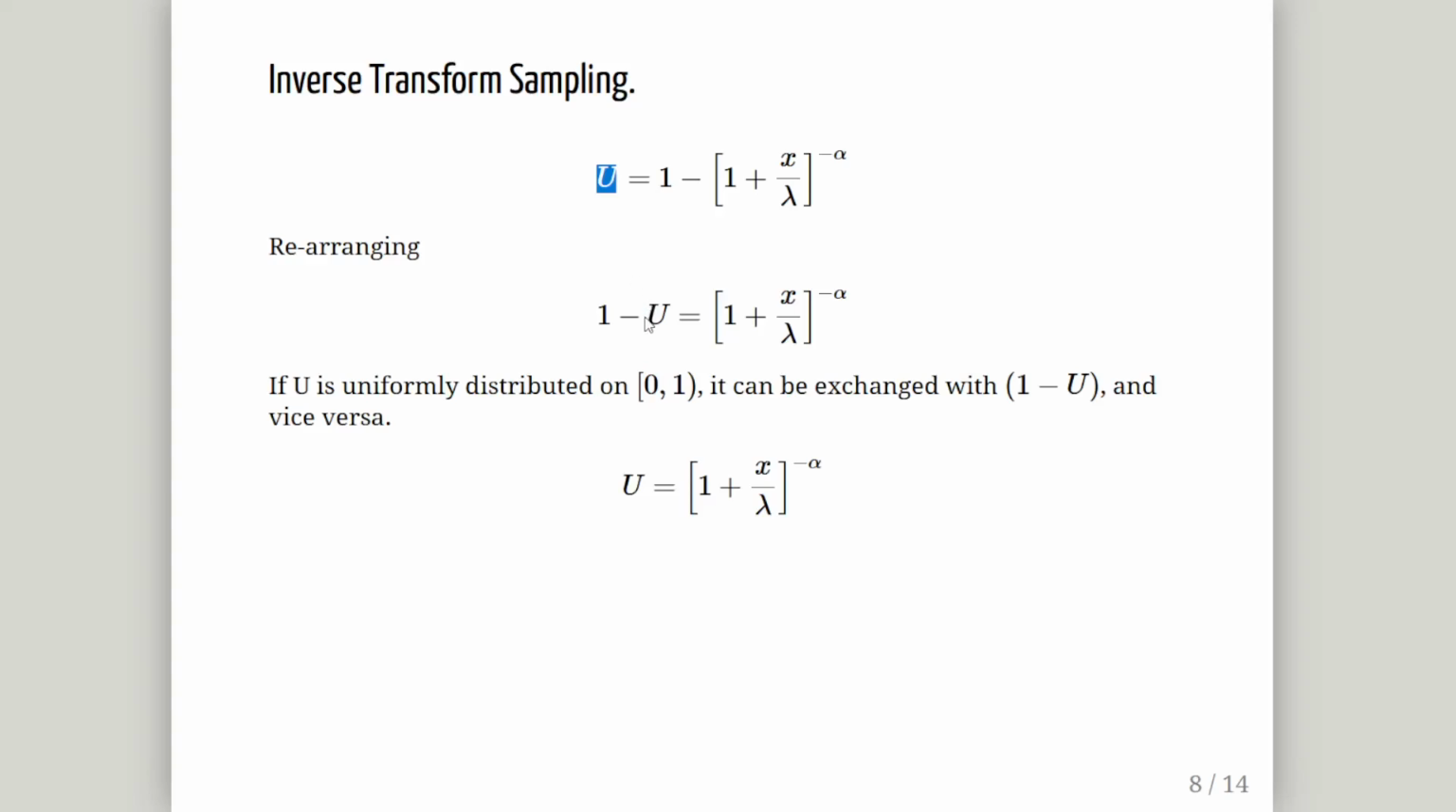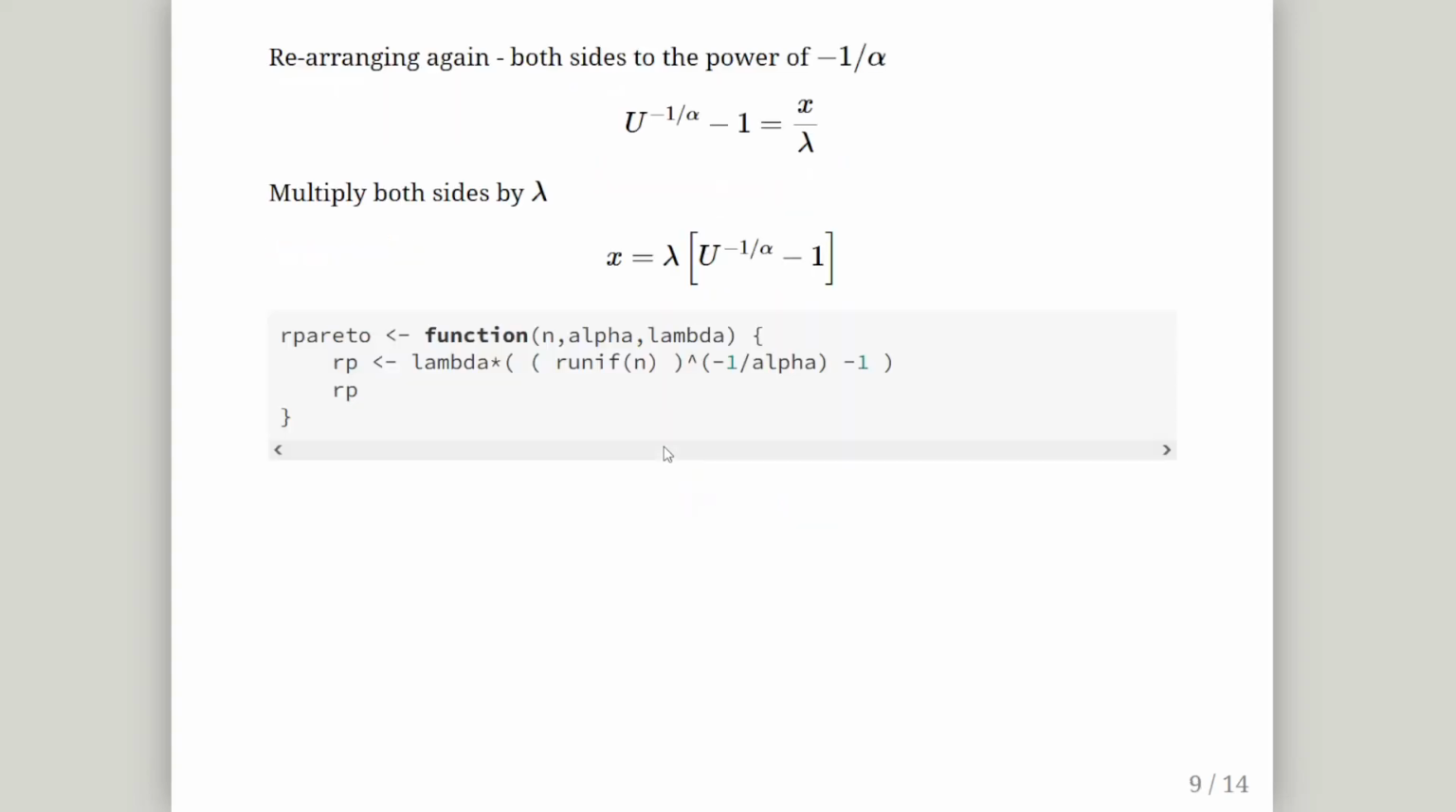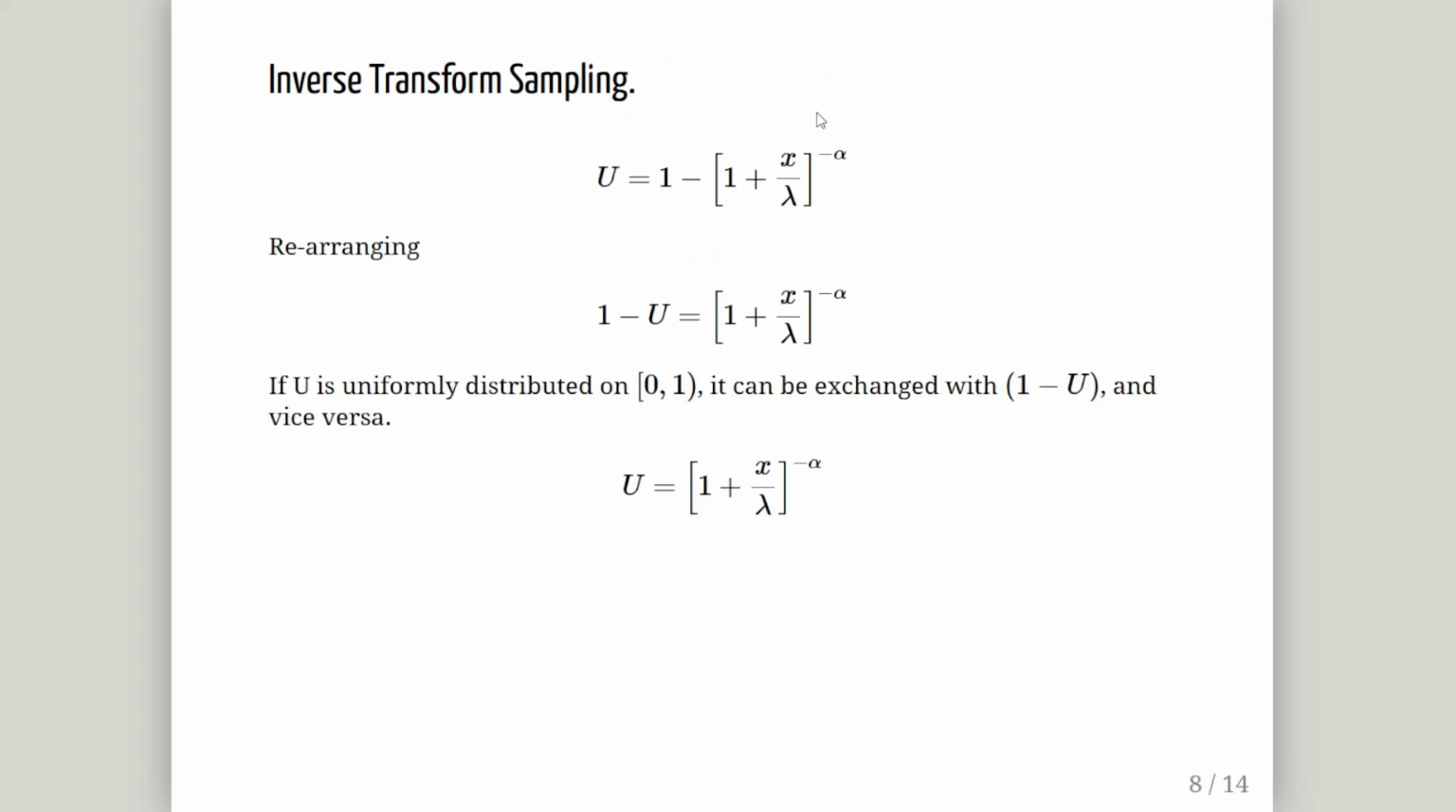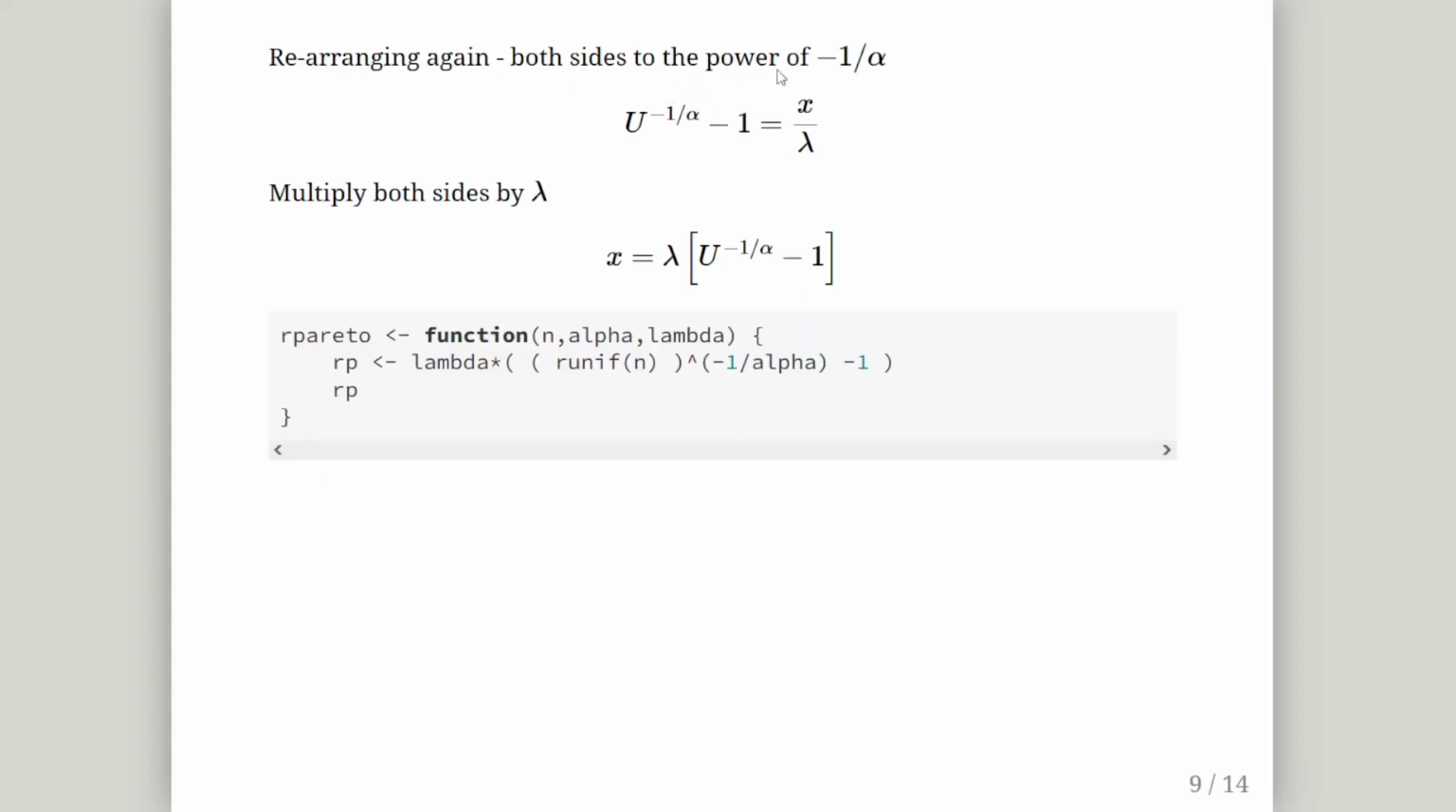So essentially what I'm going to do here is replace 1 minus u with u. Okay, so let's rearrange that. What we have to do now is raise both sides to the power of minus 1 over alpha. We want an expression in terms of x, so we just need to get rid of this minus alpha. So both sides to the power of 1 over minus 1 over alpha, okay? And then we just multiply both sides by lambda. So essentially, this is our algorithm.